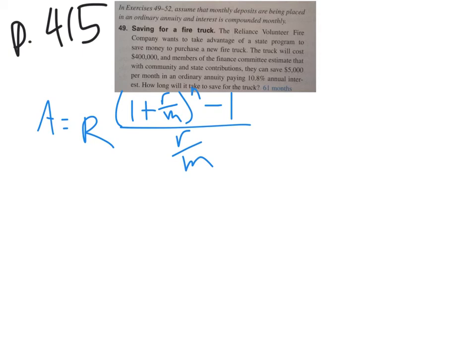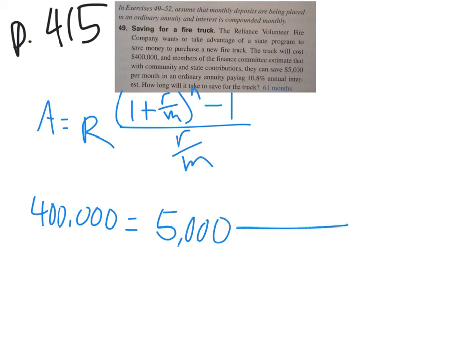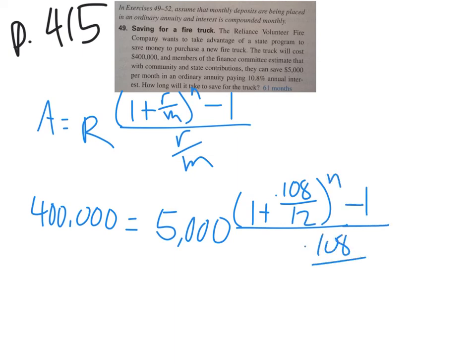So let's plug in. We know we want 400,000 in the future. We know what R is this time though. It says we can save monthly payments of 5,000 per month. It's a big monthly payment. We know our annual interest rate is 10.8%, so that's 0.108, compounded monthly. n is what we're after. So this is the setup.